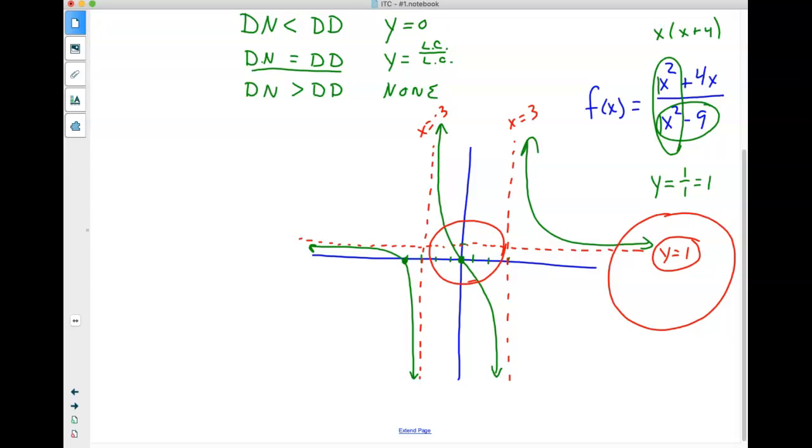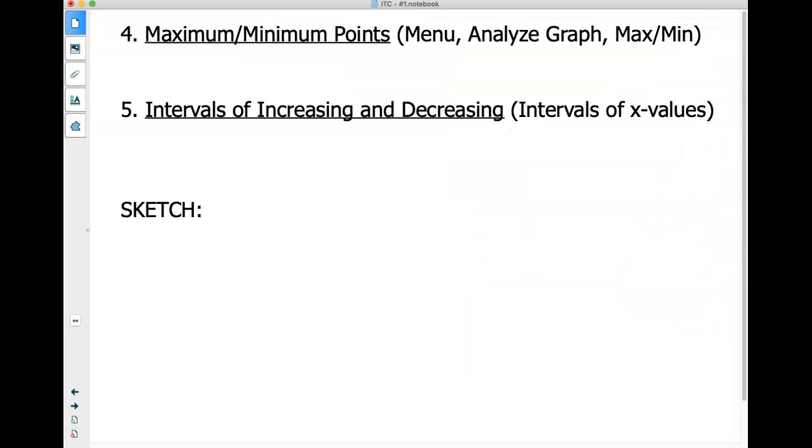So we're going to turn the page. Hopefully this is making a little bit of sense. Maybe, maybe not. And we're going to get to maximum and minimum points. Well, what the heck are those?